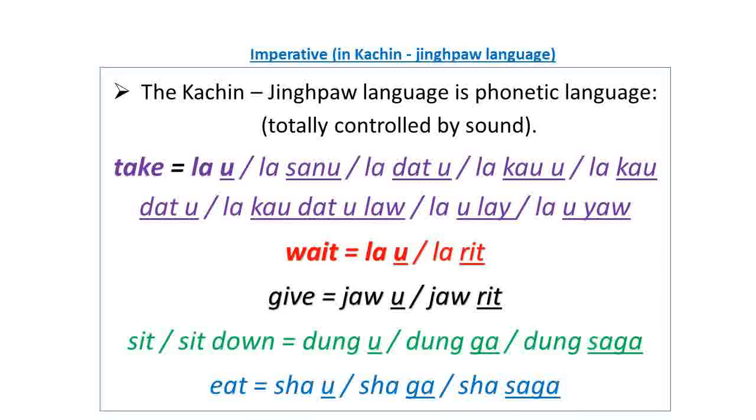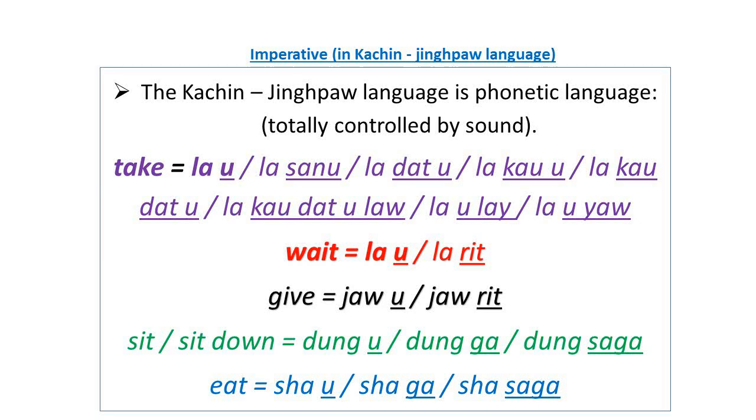Let's go to the given second line, base verb wait. You have to say la u. Take, la u, and wait, la u. Written is the same, but the intonation is different. Meaning is also different. For take in Kachin Jinghpaw, la u, the tone is up. Wait, la u, the tone goes down. You can also say la rit.